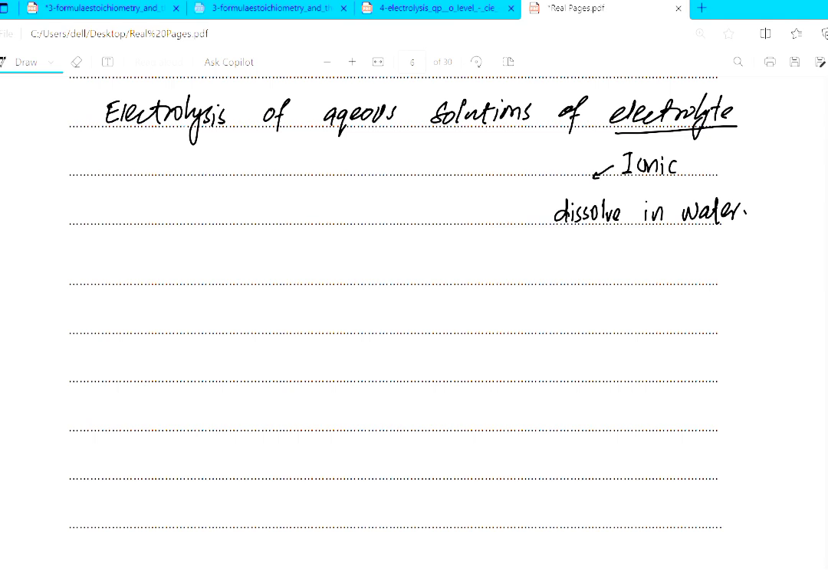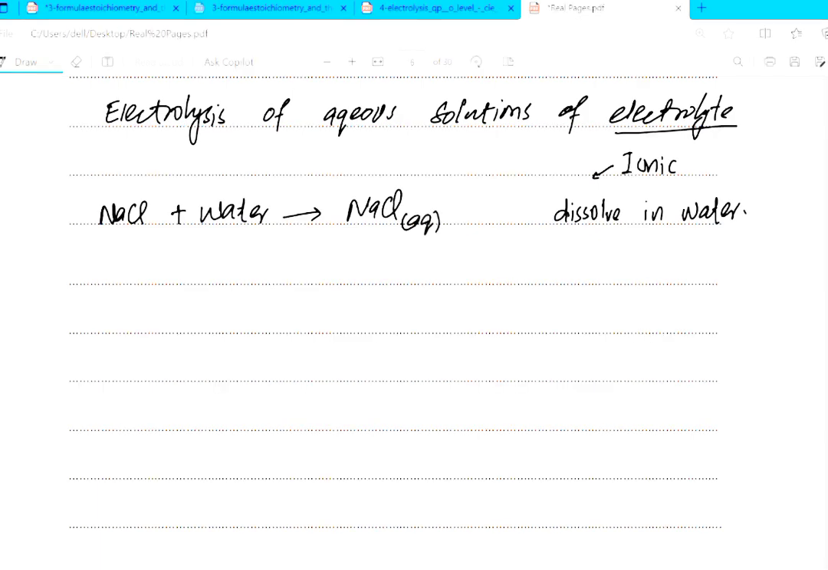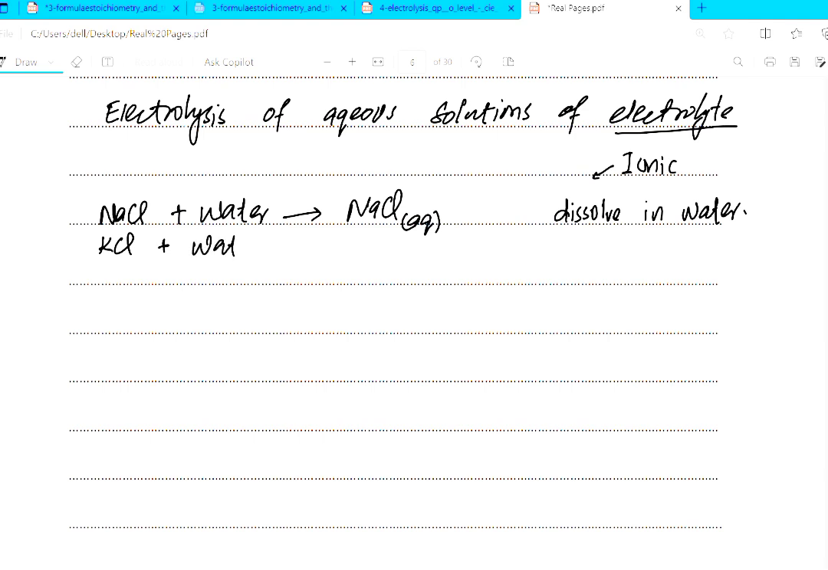For example, I write here NaCl plus water. So it will become NaCl aqueous, meaning aqueous solution. Anything, like KCl plus water, it is dissolved in the water, so it will make KCl aqueous. So look at the aqueous solution of the electrolytes. Suppose I'm writing here NaCl. I'm going to take it into consideration.